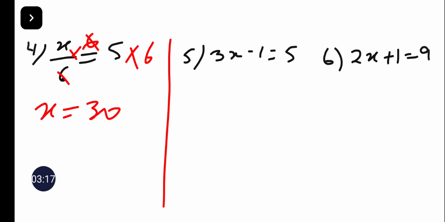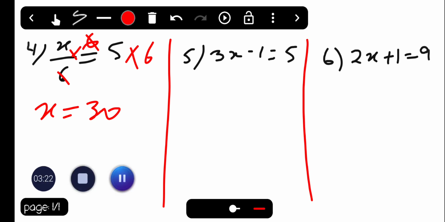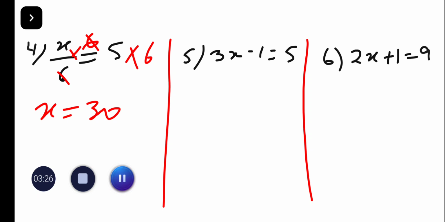Okay. Now we have question 5. Equally here, if you have the equation 3x minus 1 equal to 5, I were to solve this. The first thing is we have subtraction. Look at what is happening. We have subtraction, then what is linking x is multiplication. But this one is not directly joined to x. So the first thing is to remove it. I want to remove this 1 here, so I add 1 to both sides.